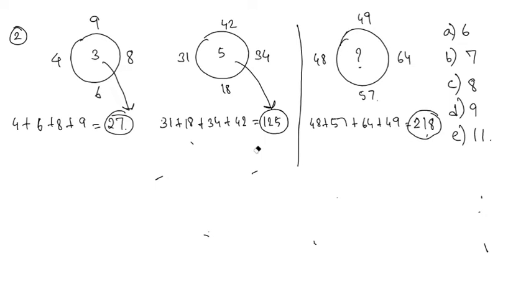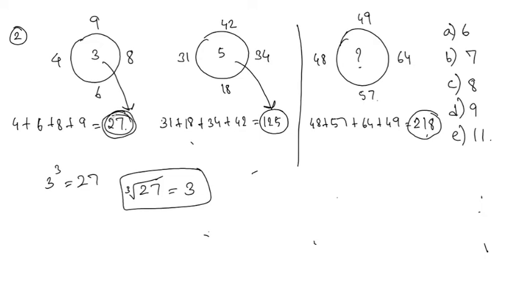Now, wait, I'll tell you. 3 cube is 27. So what is the cube root of 27? It is 3. Correct? This is called cube root. So the relation is, for the outside sum, you should do the cube root. Cube root of 27 is 3. Cube root of 125 is 5. Why? Because what is 5 cube? 125. 5 cube means 5 fives are 25, 25 into 5 is 125. So cube root of 125 is 5.